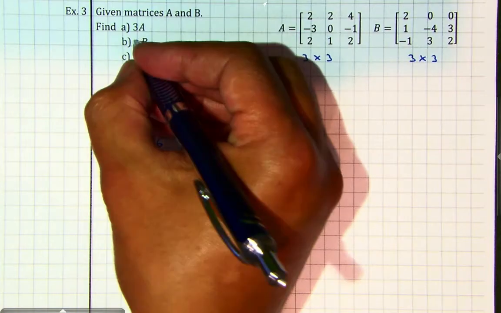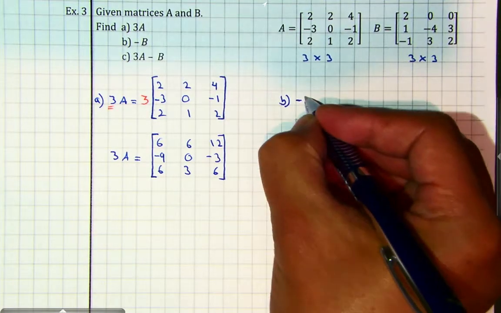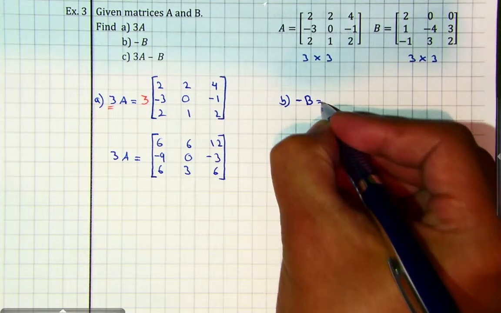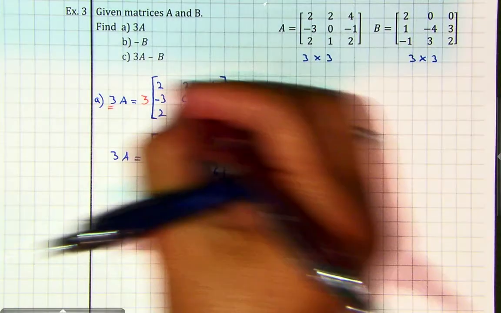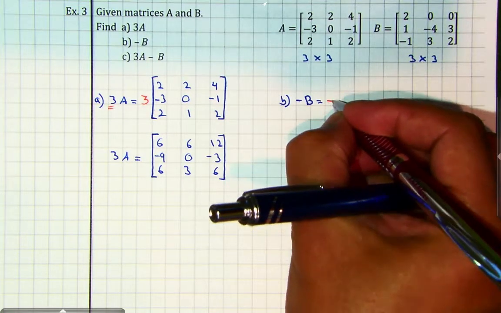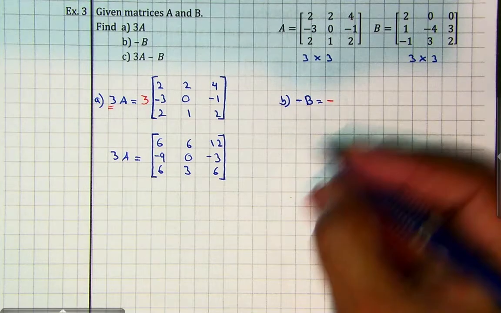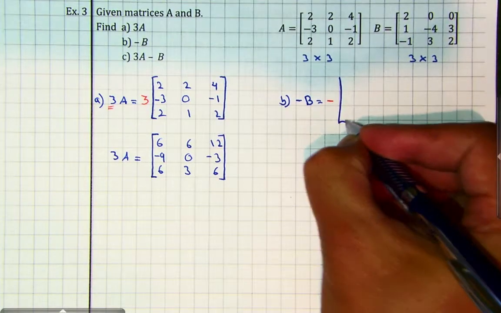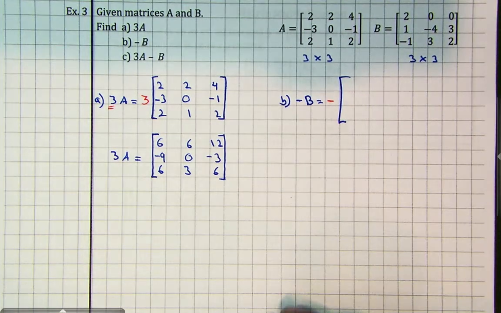Part B, I need to be able to find -B. So I'm just going to multiply each of the components by negative. See what you get, and then we can compare our answers. Go ahead and pause it and finish part B.